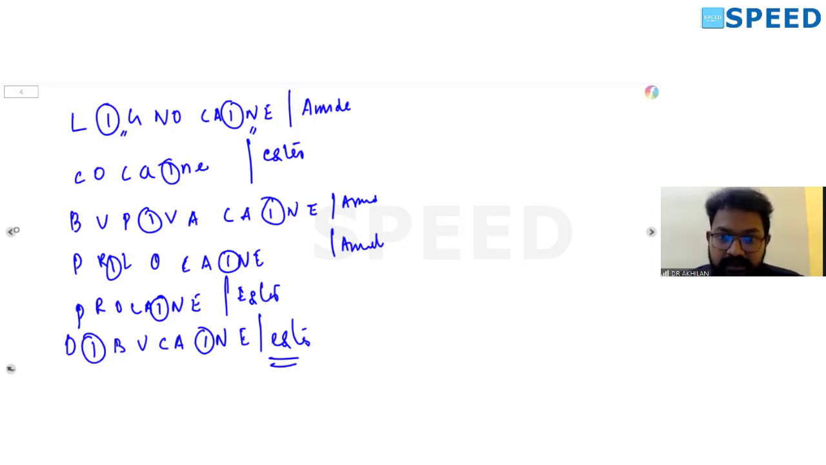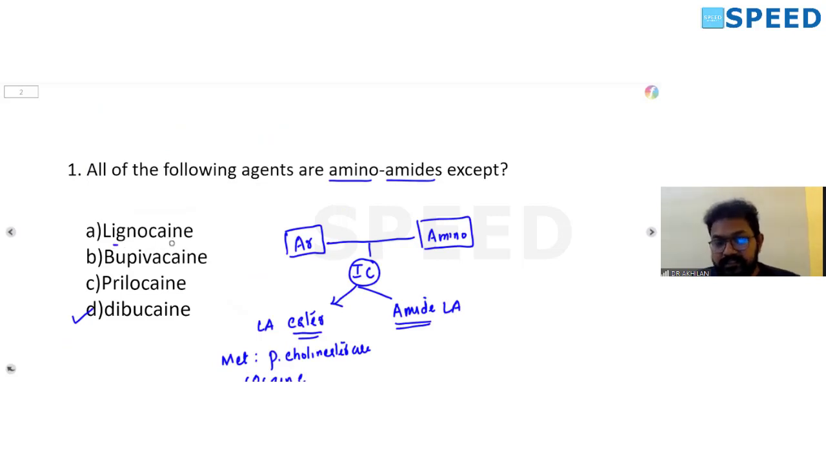Okay. I'll take you back to the question. See, lignocaine consists of 2 I's. It is an amide local anesthetic agent. Bupivacaine consists of 2 I's. It is again an amide local anesthetic agent. Prilocaine consists of 2 I's. So it is again an amide local anesthetic agent. Dibucaine also consists of 2 I's, but this is a drug of exception. This is an ester local anesthetic agent.